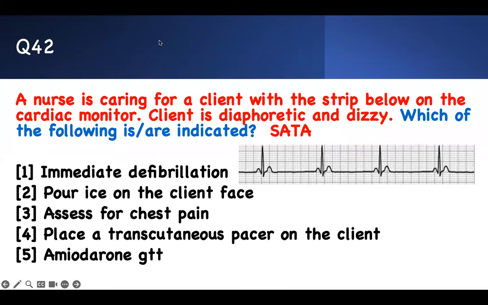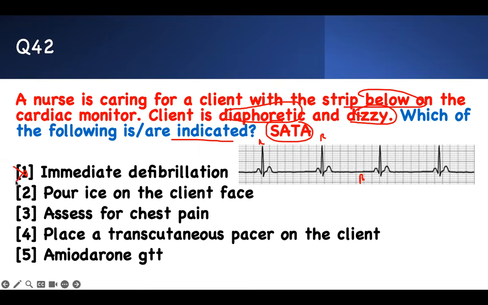Next question. Select or apply. This is caring for a client with the strip below on the cardiac monitor. The client is diaphoretic and dizzy. Which of the following are indicated? Rewrite it back. I saw this rhythm. My patient is sweaty and dizzy. What would I do? What do you think? This is bradycardia, right? It's too long. 1, 2, 3. If you count, you can see that the RR interval is too long. So this is bradycardia.